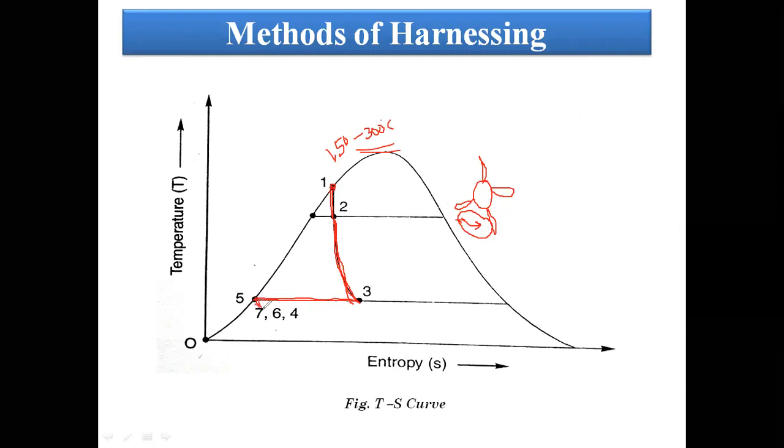Now this is the 5 to 7. Again we are re-injecting the waste steam collected in the condenser, which is circulated to the cooling tower. Again this water is sent to be re-injected into the injection well. Due to that, we are generating the power. These are the methods of harnessing.